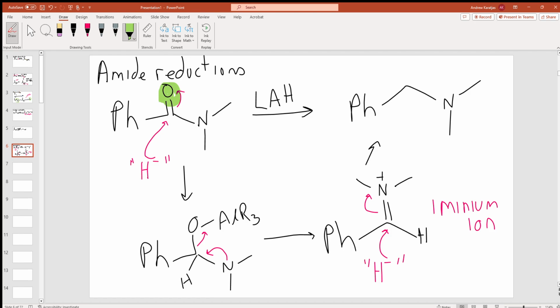So unlike all of the other carboxylic acid derivatives, including acids themselves, carboxylic acids, esters, anhydrides, acid chlorides, and even some of the other carbonyls, aldehydes and ketones, all of them, when reduced, will typically end up with an alcohol. Amides, because of this different step here in the middle, lose the oxygen, and the amide gets successfully converted into an amine.